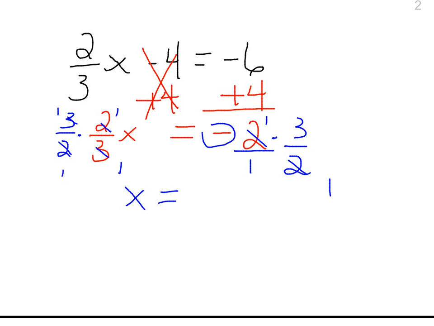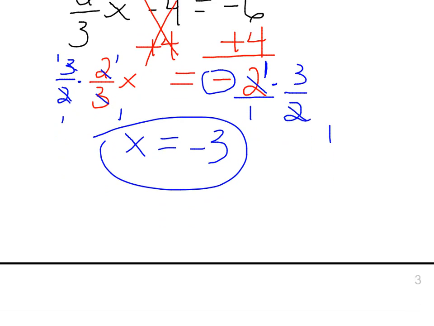Now notice that that negative is still there. So when we multiply, it's like we're multiplying negative 1 times 3. So our answer is negative 3. And that's all the examples I have.